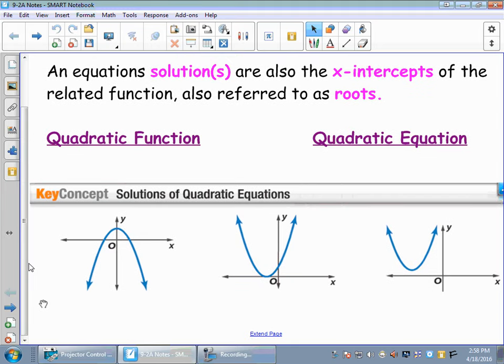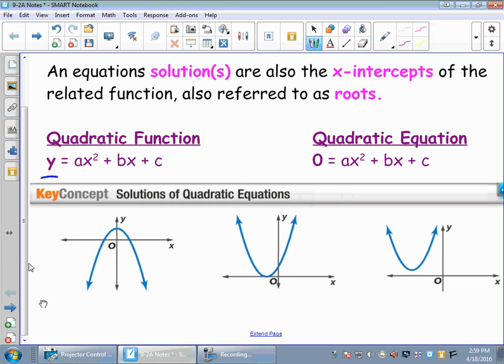For a quadratic function, the only difference between a quadratic function and a quadratic equation is we simply replace the y value in the function, saying that we want to graph it, with a 0. If you replace the y value with 0, that means you're looking for where it crosses the x-axis. So we're going to graph these functions, and then interpret when y is equal to 0, looking for where the graph crosses the x-axis.